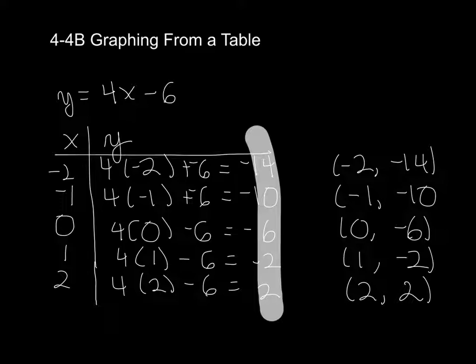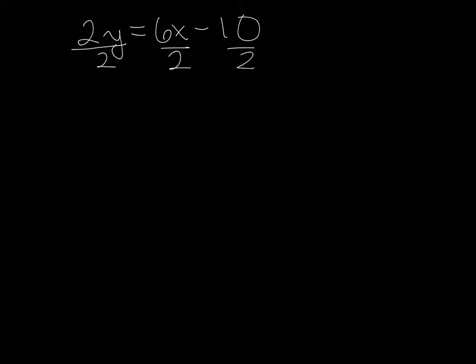So let's just do an example of that. Okay, if we have 2y is equal to 6x minus 10, remember that putting it into slope-intercept form means getting y by itself. So in this case, y is being multiplied by 2, so we want to undo that by dividing by 2. So we would have y is equal to 3x minus 5.